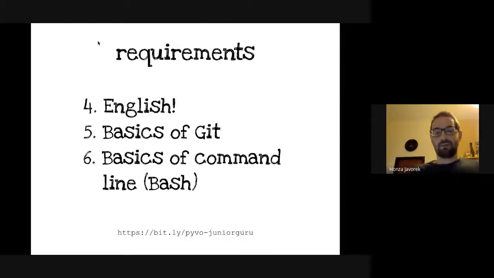And then there are two hard skills, which I would say are quite universal. Any job you will do, you'll probably find them handy. So that is basics of Git and basics of command line. And usually that is the Linux command line.